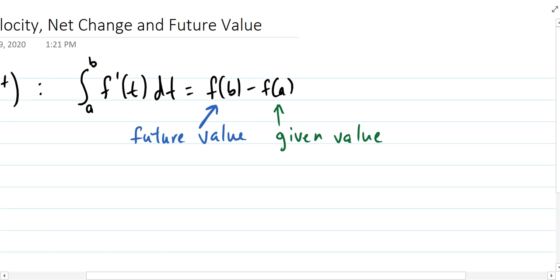And f of b minus f of a is the net change in f, which becomes really important. We are looking for net change.